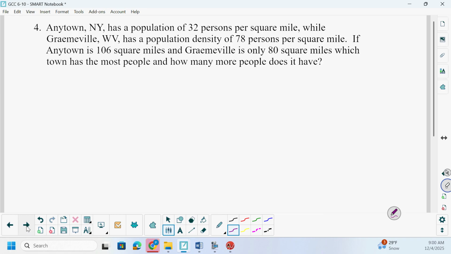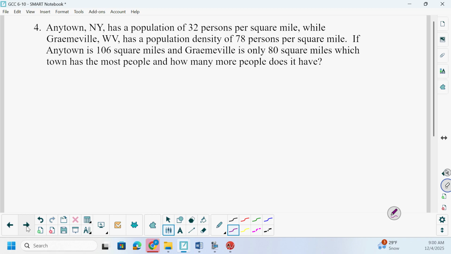All right, next up, we're gonna work with a population in Anytown, New York. So they've got 32 people per square mile. What that's representing is a population density. Another town in West Virginia has a population density of 78 people per square mile. We know our square miles for each of them, so we want to know who has more people.